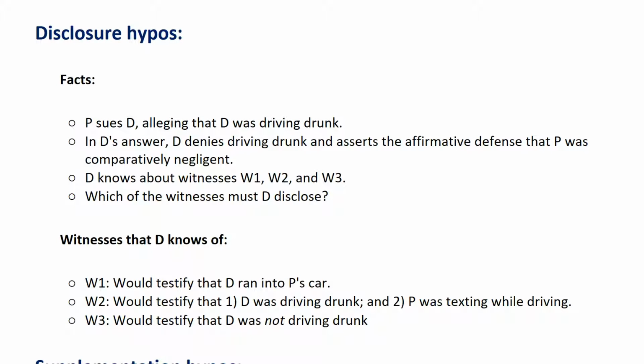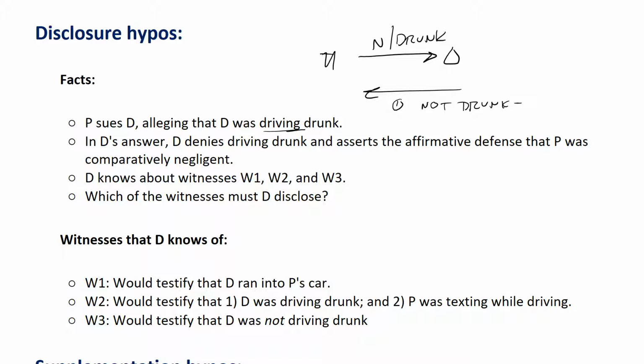All right, so P sues D, alleging that D was driving drunk, right? So let's draw this. P versus D, negligence based on drunk. All right, D's answer, D1, not drunk. So that's a denial, right? Asserts the affirmative defense that P is comparatively negligent, so that's an affirmative defense. All right, there's 3 witnesses, W1, W2, and W3. Which ones must D disclose?